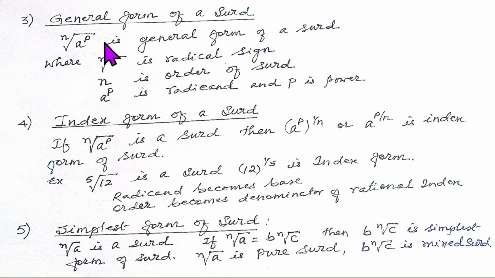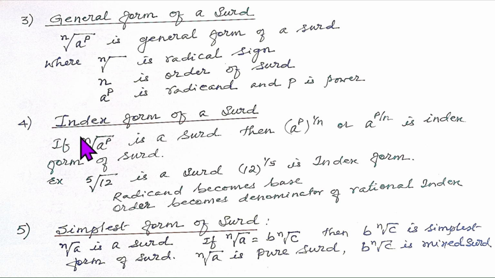The general form of a surd is the nth root of a raised to p, where the root symbol with n is known as the radical sign, a raised to p is the radicand, p is the power of a, and n is the order of the surd. So there are different parts in the general form. First of all, the nth root symbol is the radical sign, a raised to p is the radicand, and p is the power of the radicand. Sometimes they take a as the radicand and p as the power, and n is the order of the surd.